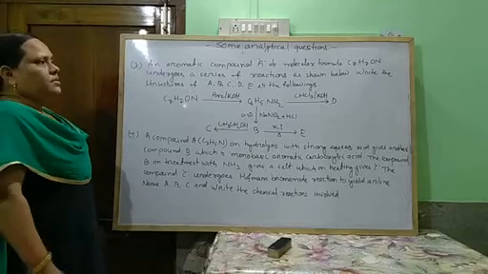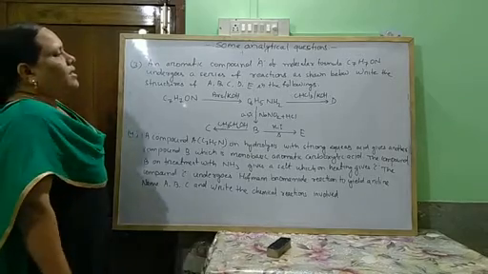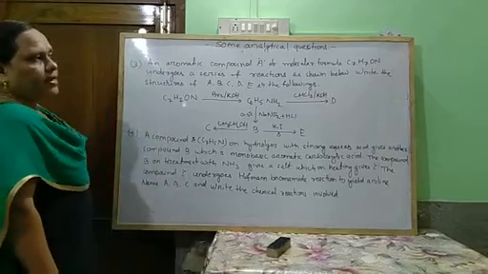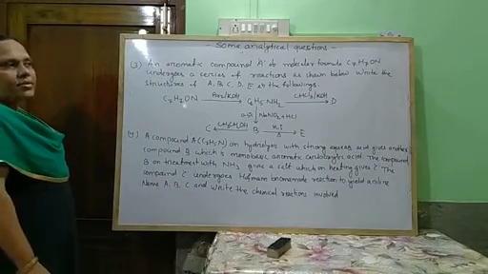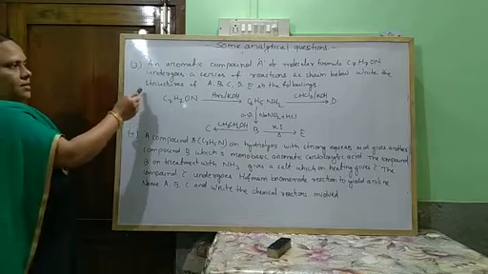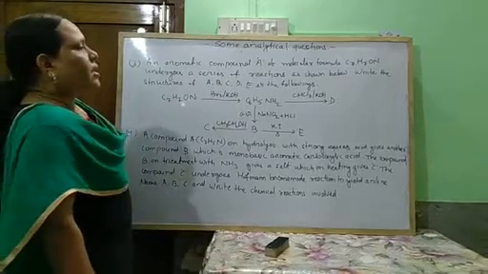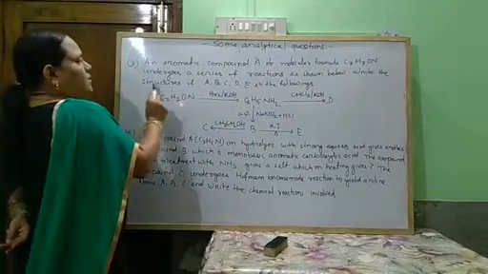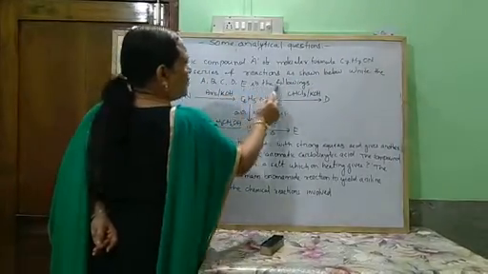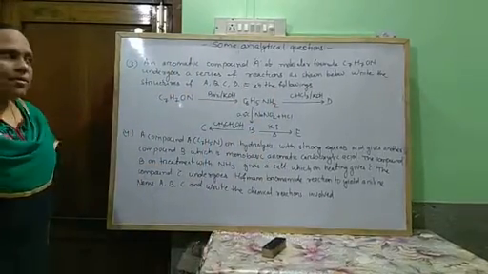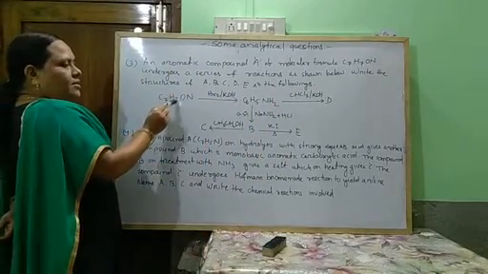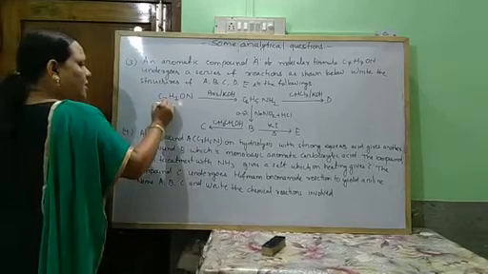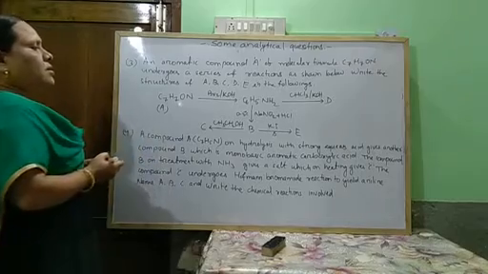Now, next comes some other questions. An aromatic compound A of molecular formula C7H7ON. That means benzene ring, it contains another one carbon. Undergoes a series of reactions as shown below. Write the structure of A, B, C, D, E in the following. Look here, C7H7ON. So this one is A.